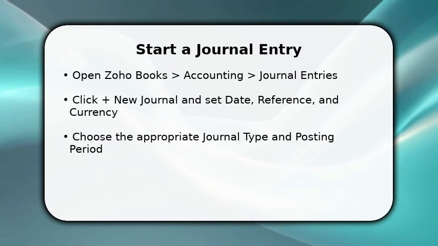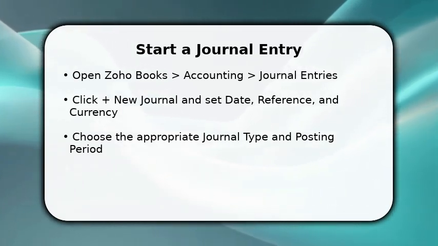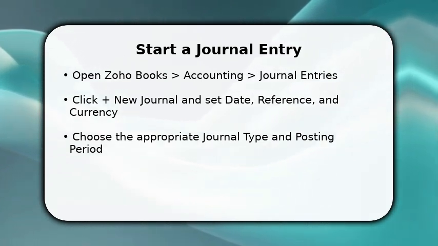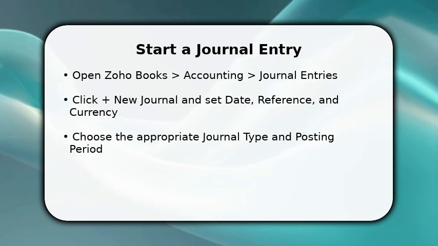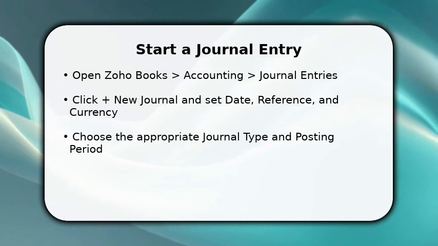You begin by creating the journal entry in Zoho Books. Open Accounting, then Journal Entries, and click Plus New Journal. Enter the date and reference so transactions trace back later. Select the correct currency and posting period because reporting depends on those fields.